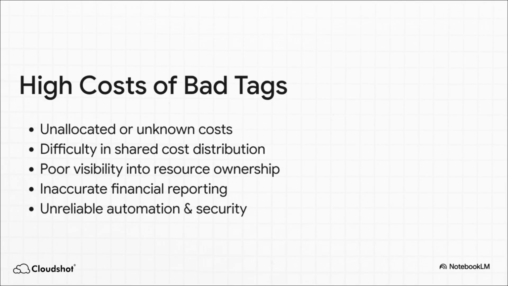And oh boy, the consequences, they're painful. I mean, poor tagging leads directly to those unknown costs we just talked about. It makes splitting up shared expenses an absolute nightmare. And good luck figuring out who even owns what resource. And what does that all mean? Well, it means your financial reports are just wrong. Stakeholders lose trust, and trying to forecast your budget becomes a total guessing game. It's a real domino effect of chaos.